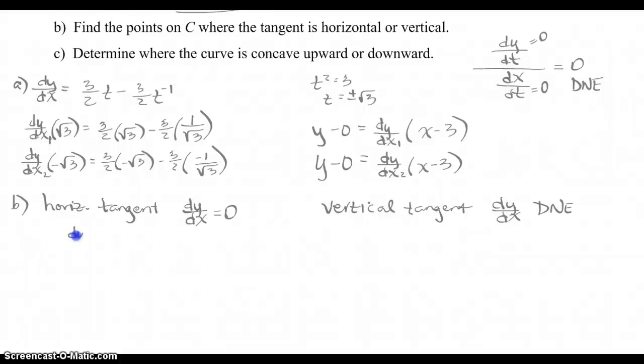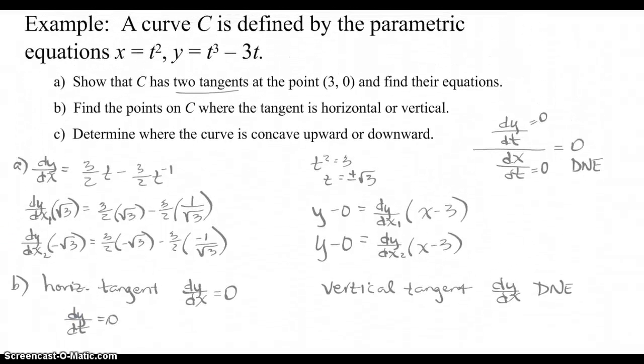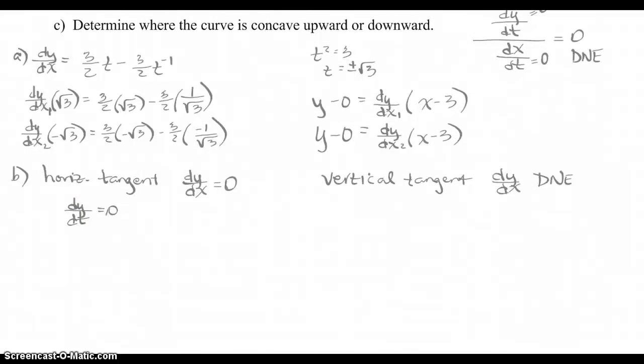So we can take a shortcut right here and simply set dy dt equal to 0 for our horizontal tangent lines. Dy dt is 3t squared minus 3. So that's going to equal 0. We'll factor 3 out really quickly, divide both sides by 3. T squared minus 1 equals 0. T squared equals 1. T equals plus or minus 1.